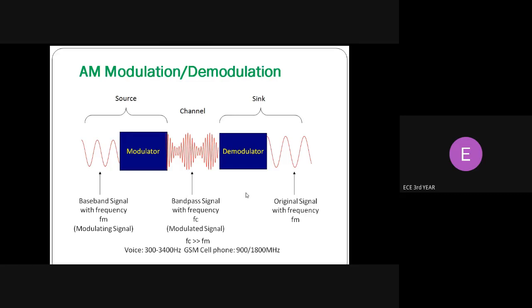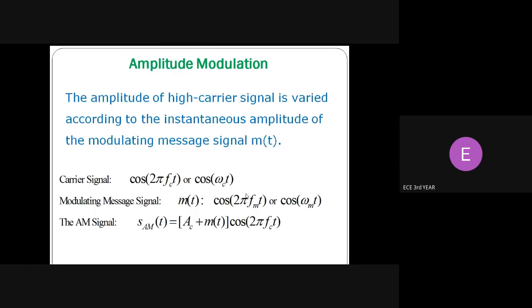Next we're going to see the mathematical expression of amplitude modulation. In the previous slide, we saw how the modulation happens. In this slide, we're going to see the mathematical expression. In amplitude modulation, the amplitude of a high frequency carrier signal is varied according to the instantaneous amplitude of the modulating message signal. So the high frequency signal's amplitude is changed based upon the instantaneous amplitude of the message signal m(t).